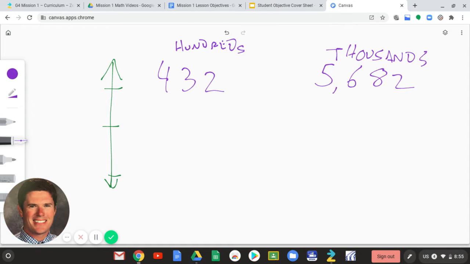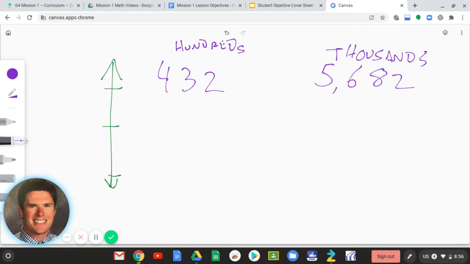Okay. So we're going to take a look at a couple numbers here, and we're going to be asked to round them. And we've been using the vertical number line, and if you still would like to use the vertical number line, do that. Okay? But I'm also going to show you a couple shortcuts that you can go through as well when you are rounding a number. Okay? So let's take this first number here, which is 432.